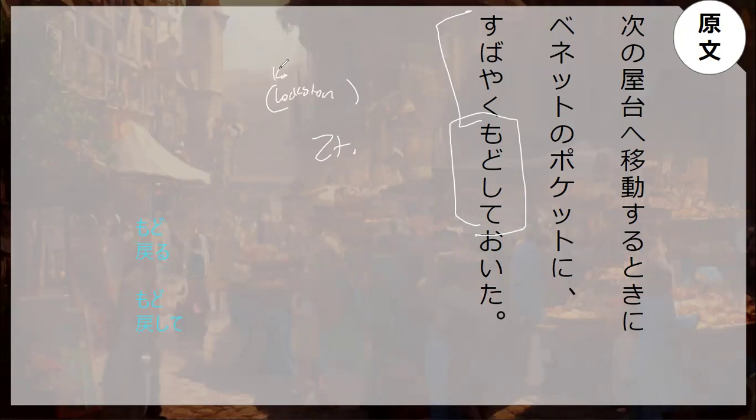This is very tricky. I'm starting to understand why kanji is important now. They should have just put the kanji for modoru right there. It would have been much easier to read. Yes, this mo is very confusing.